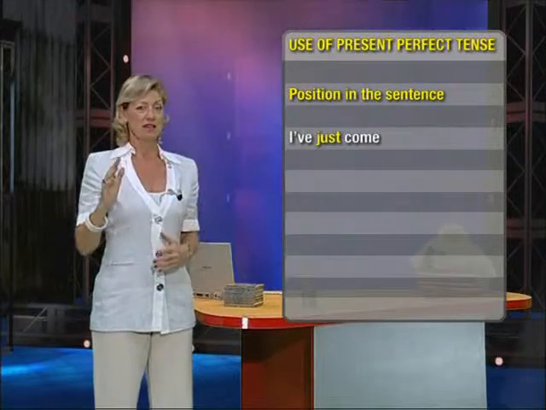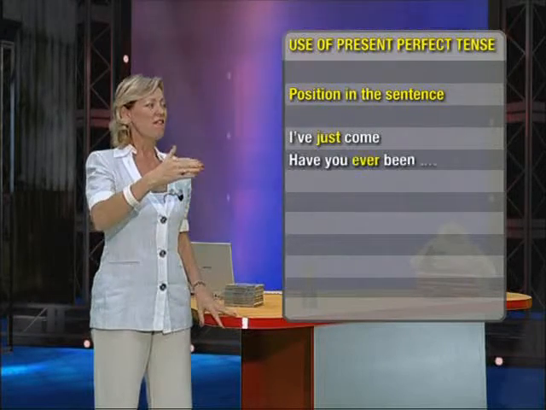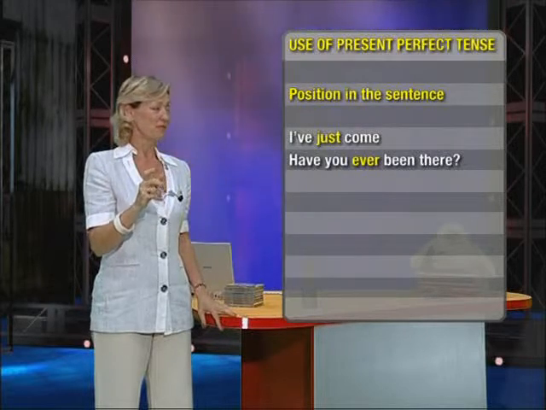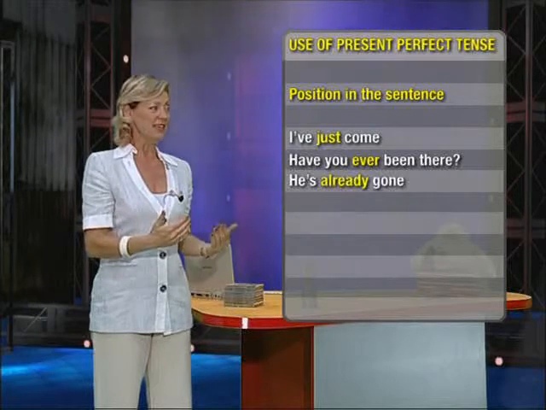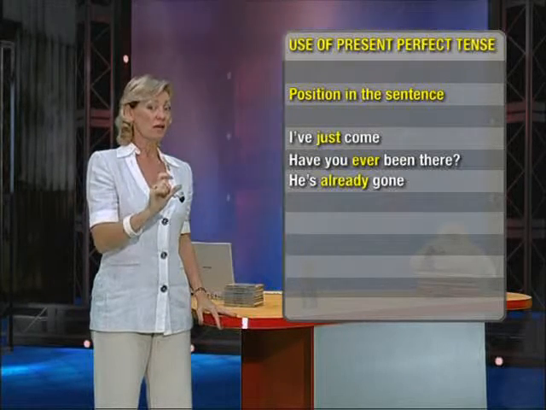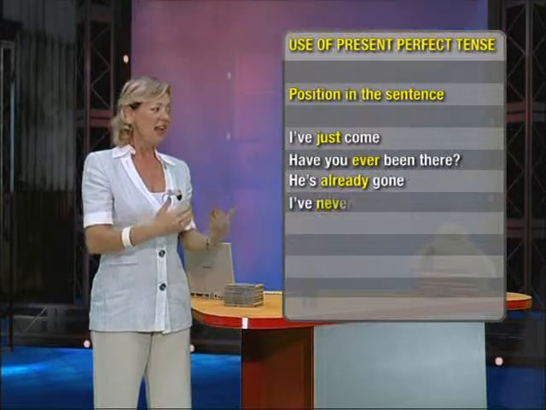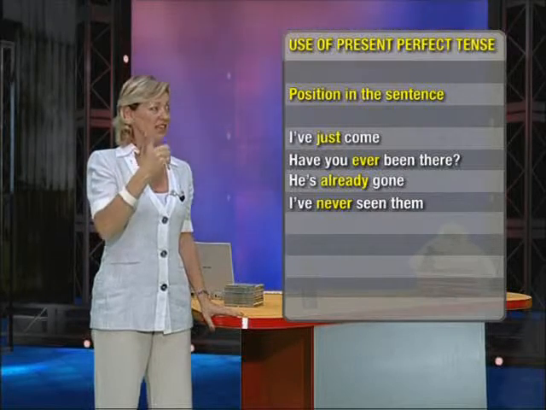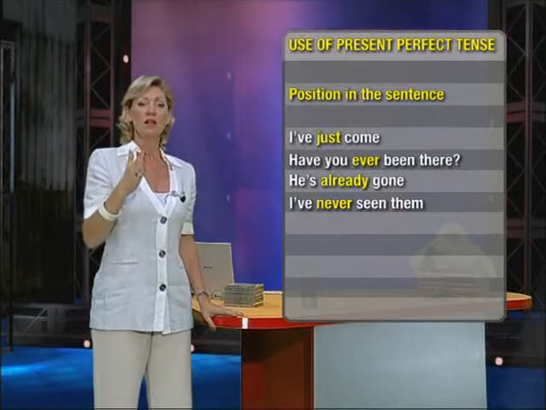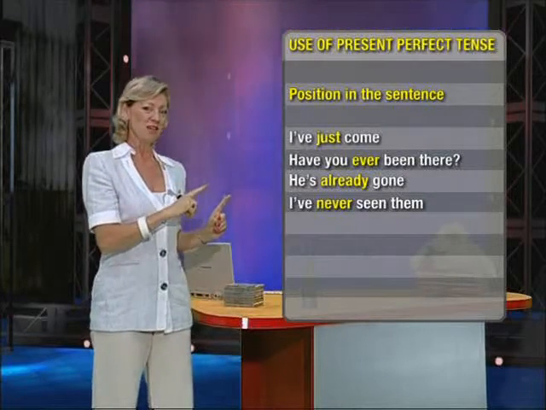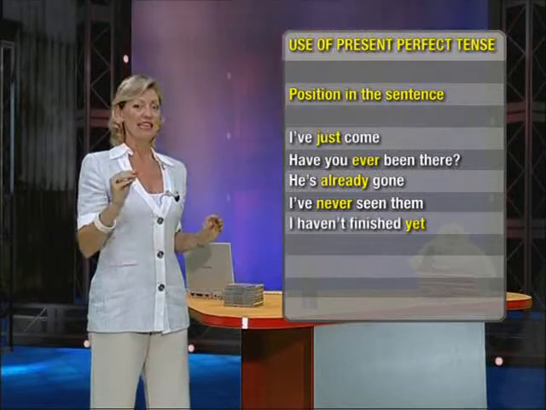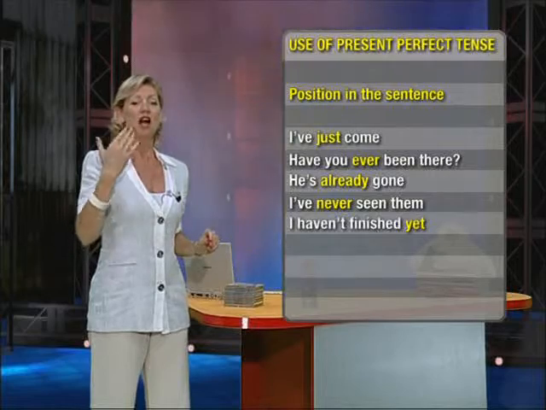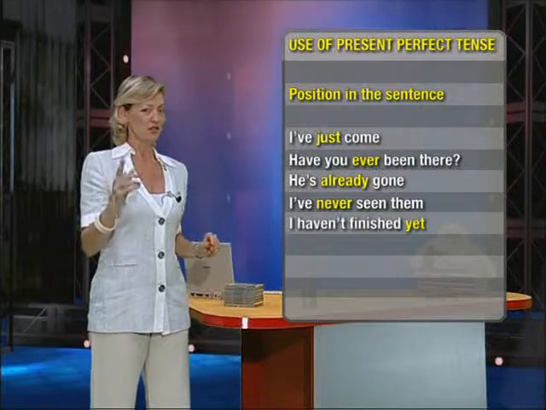I've just come. Second example, have you ever been there? Ever is before the past participle. Great. He's already gone. It's before the past participle. And I've never seen them, before the past participle seen. So just, ever, already, and never are before the past participle. Look at the last one. I haven't finished yet. Notice that yet is the exception and it comes after the past participle. So you need to remember that.